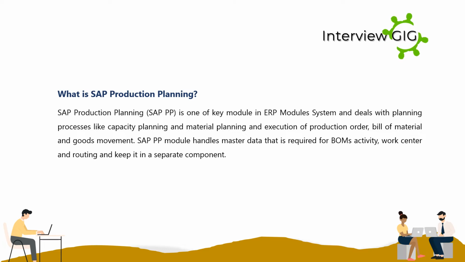What is SAP Production Planning? SAP Production Planning, SAP PP, is one of the key modules in ERP and deals with planning processes like capacity planning and material planning, and execution of production orders, bill of material and goods movement. The SAP PP module handles master data that is required for BOMs, activity, work center and routing, and keeps it in a separate component.